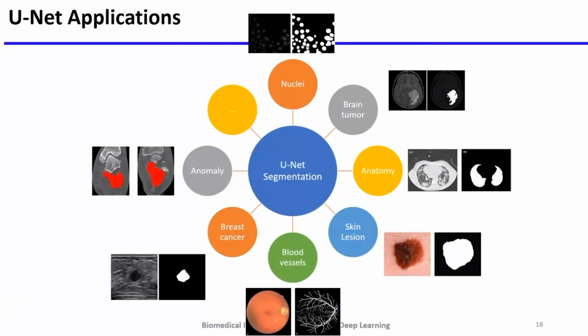Now, these are some other case studies of UNet model where we are showing the segmentation of nuclei, then brain tumor segmentation, and anatomy segmentation, where we have shown lung segmentation using CT imaging. Then there is skin lesion segmentation using dermoscopic imaging. Then we have blood vessel segmentation on retinal blood vessel images, and then we have breast cancer segmentation using ultrasound imaging. Then we are identifying the anomaly segmentation for fracture identification. There are a lot of such applications of UNet in biomedical image analysis.